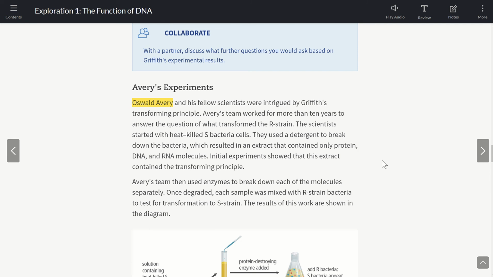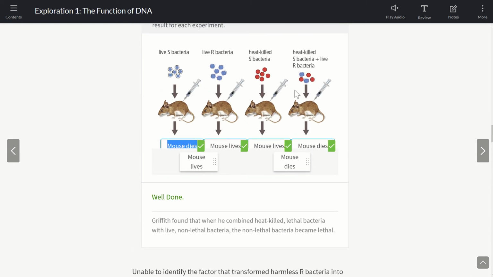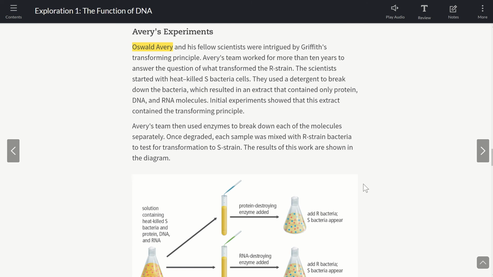And so what they did is they did a little bit more of a process of elimination. They used the same type of R strain and S strain bacteria. They used that same mixture that Griffith had injected here. And then they started to break it down to see what would happen if they were to destroy certain portions of that mixture. They were sure that the genetic material was either going to be protein, DNA, or RNA. At the time, we knew what all of these things were, but we didn't know what they actually did.